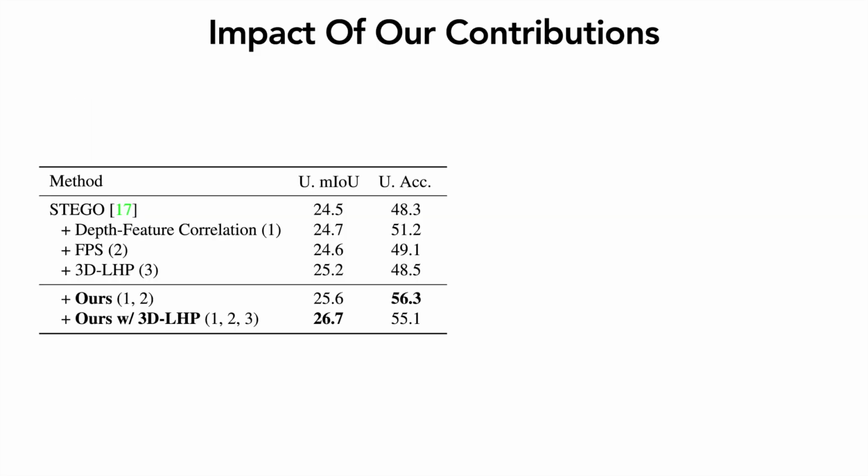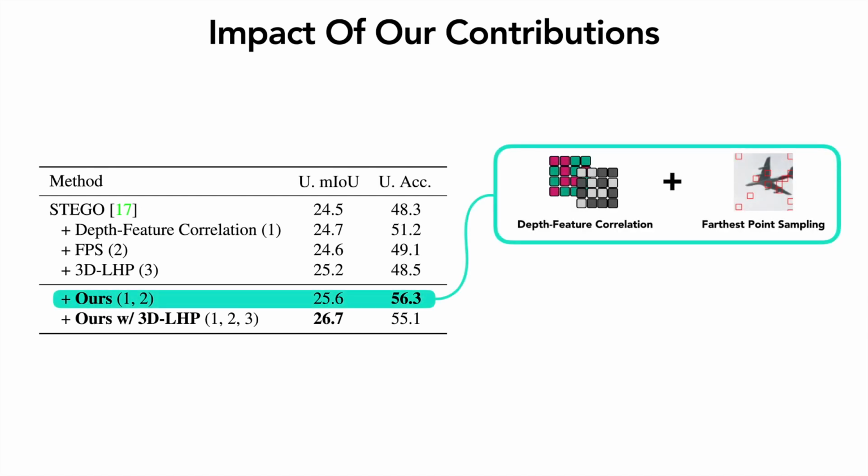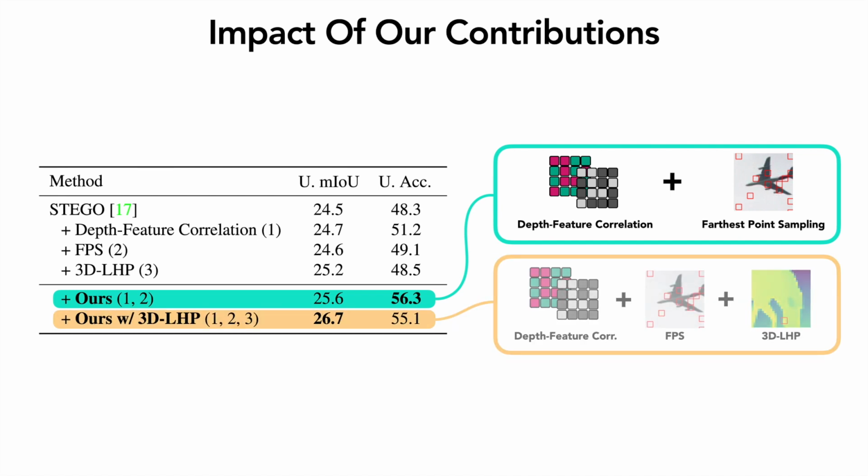We further want to highlight the impact of our individual contributions. As can be observed from the table, each of the individual techniques improves the performance of STEGO. But it's when these methods are used in combination that they really unlock their potential. The use of farthest-point sampling further amplifies the learning signal for depth feature correlation, since the sampled depth values are more diverse. Furthermore, with the addition of 3D local hidden positives, we are able to significantly boost the model's unsupervised mIoU.